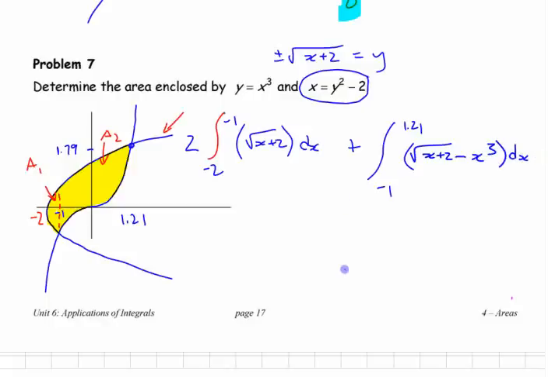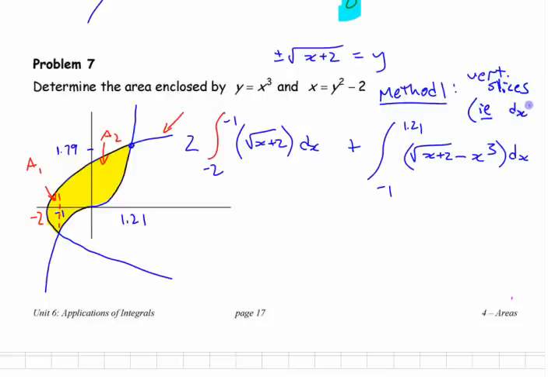This will work. It just requires you to turn this into something involving square roots there. You can use a calculator to evaluate that. You can do it analytically, but don't think you have to do it analytically. You can use the calculator once you set up the integrals like that. Let's call this method 1, vertical slices or rectangles, dx.